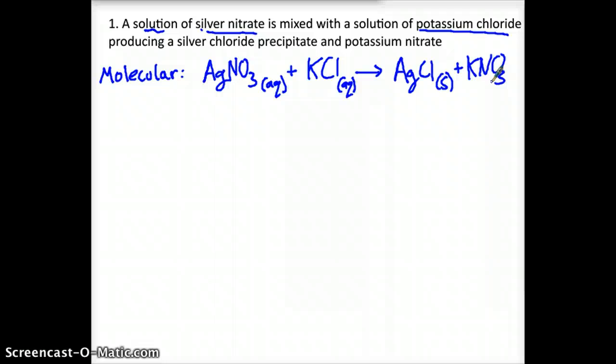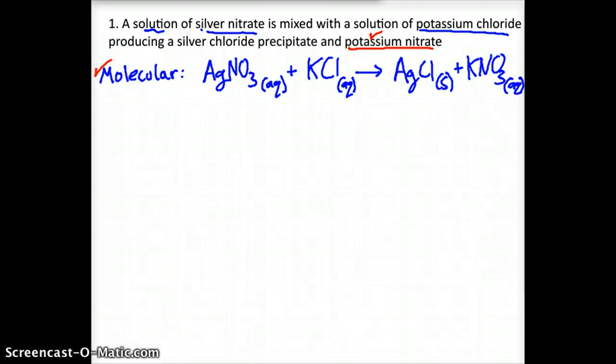Well, you've got to check your solubility rules. In this compound, do I have a group 1 metal or ammonium? Yep, I've got potassium. So therefore, it's always soluble, which means this is always going to be aqueous. So I've written the molecular equation. I'm not done. First, I've got to check, is it balanced? Well, 1 silver Ag, 1 silver Ag, 1 Cl, 1 Cl, 1 K, 1 K, 1 nitrate, 1 nitrate. Yep, boom, balanced. So my molecular equation is done.